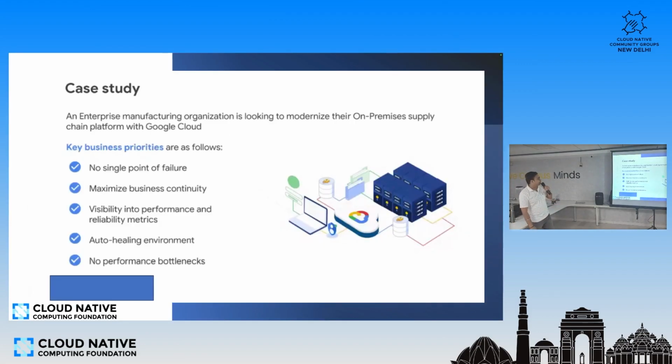So we pause here. This is a case study. Let's say an enterprise manufacturing organization is looking to modernize their on-premises supply chain platform with the cloud, Google Cloud. So we need to make sure of the priorities this manufacturing company wants: no single point of failure, maximized business continuity, visibility of the performance of your services and systems, an auto healing environment, and no performance bottleneck. How can we tackle this?